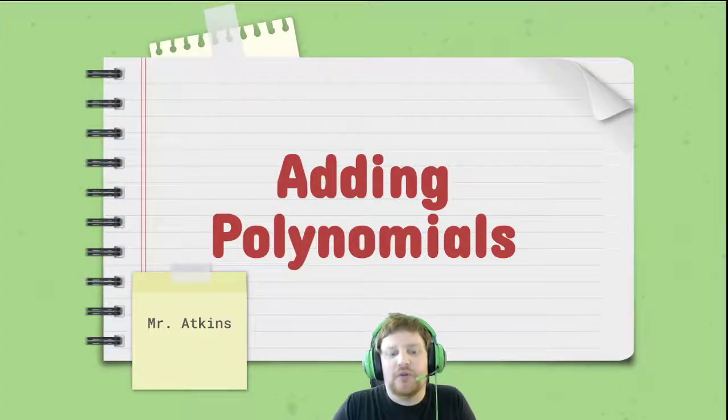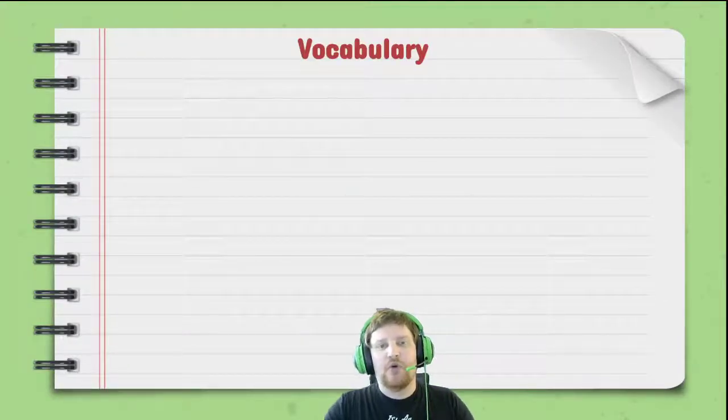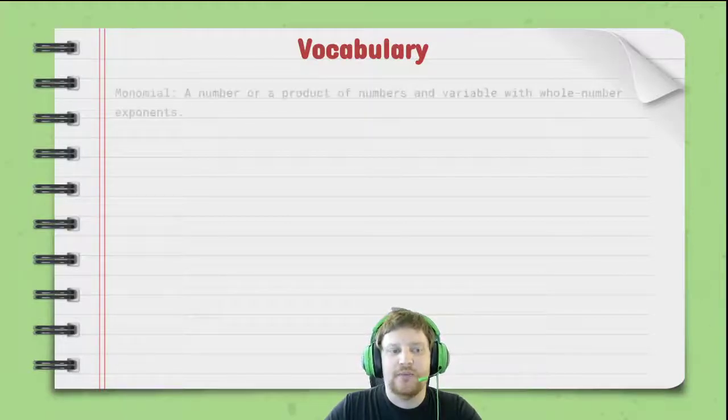We're going to start with adding polynomials. Since we're starting a brand new unit, there are a couple of things we need to keep in mind from a vocabulary point of view. So let's take a look at the important vocab words for Unit 4, Section 1.